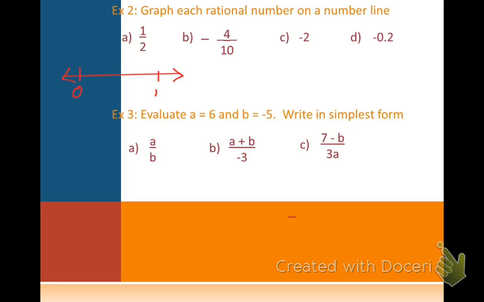Okay, how many lines we have between the whole numbers depends on your denominator. Denominator's the bottom one. And what you're going to do is do the denominator minus 1. So for this one, it's 2 minus 1 equals 1. So I'm going to have one line between 0 and 1. And I need to split it evenly. So I'm going to split it halfway right here. And that will be your half. And there's your answer for A.